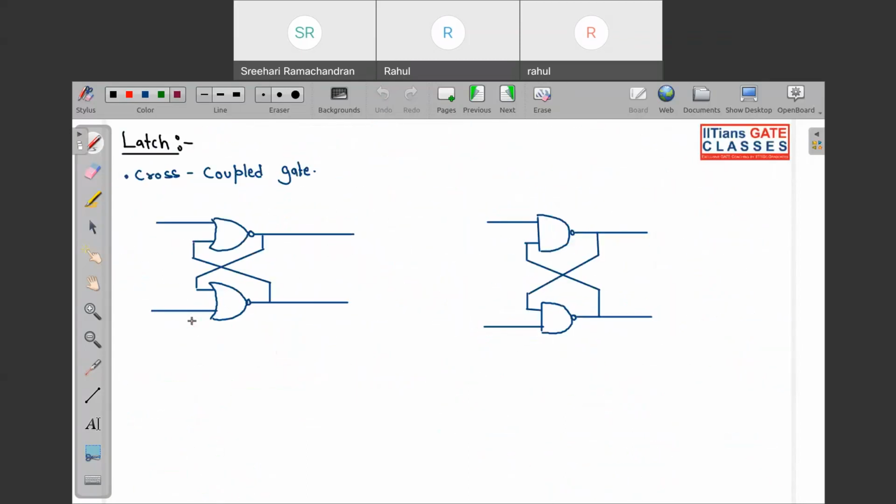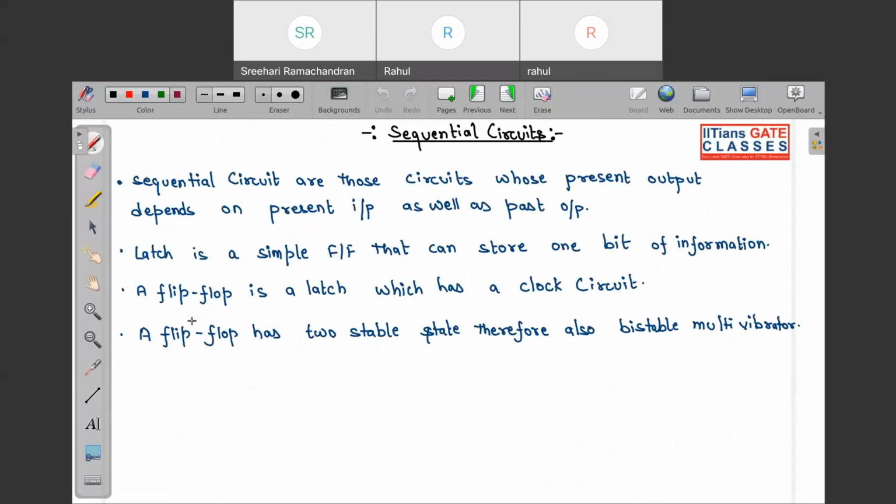Okay, so let us start with sequential circuits now. What do we mean by sequential circuits? In our last session, we discussed combinational circuits. A combinational circuit is a circuit in which we don't have any memory element. That means your present output is a function of present input only. This was your combinational circuit.